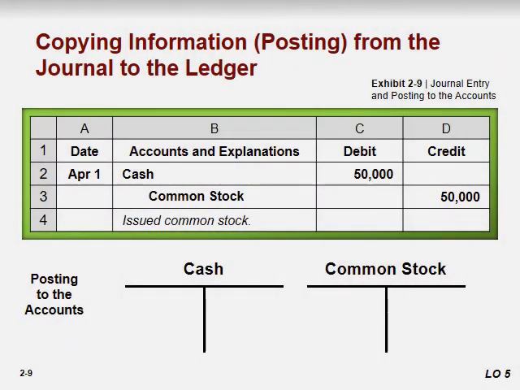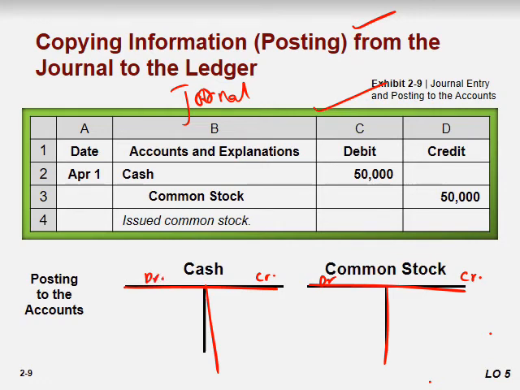So if we copy the information from the journal, remember this is the journal, and how are we going to post it into the ledger? This act is called posting, right? So you make a T account, this is cash, this is common stock. If you do not write debit or credit, it automatically means that the left side is debit, and the right side is credit.